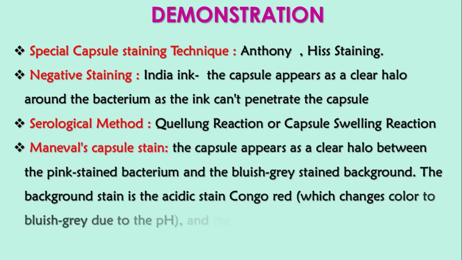Then Muir's capsule stain is one of the special stains used, where the capsule appears as a clear halo between the pink stained bacterium and the bluish gray stained background. So the background is bluish gray, the bacterial cell is pink, and the capsule appears as a clear halo. The background stain is the acidic stain Congo red, which changes color to bluish gray due to the pH, and the pink stain is acid fuchsin. These are used in Muir's capsule stain for demonstration of the capsule.